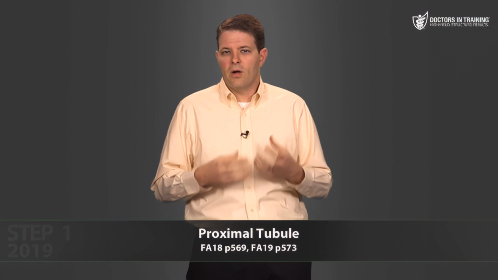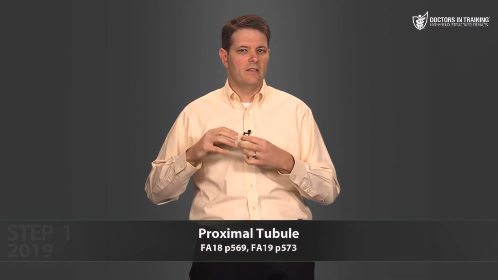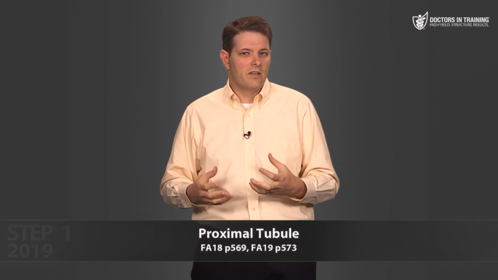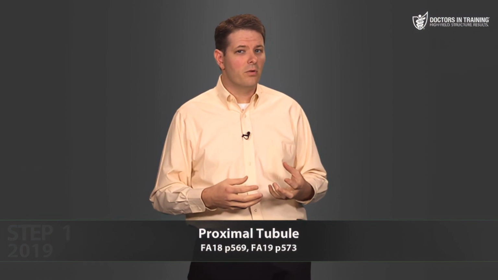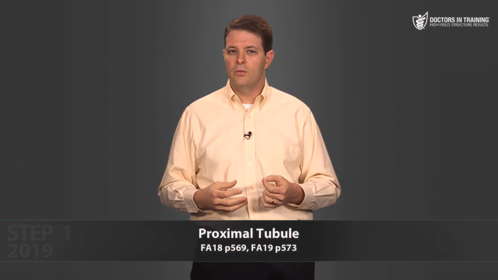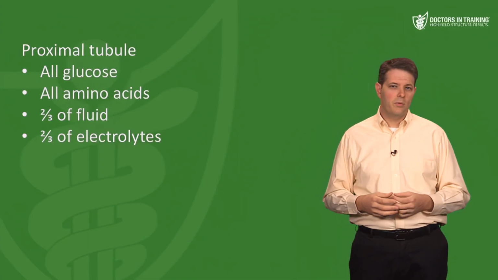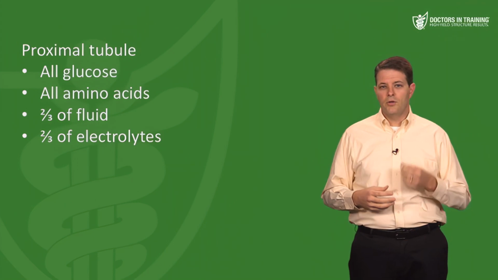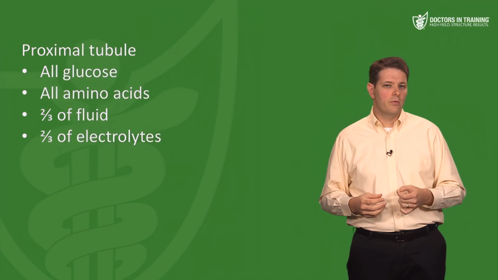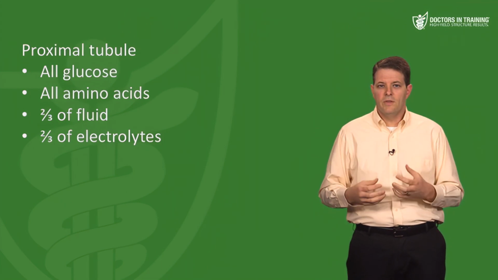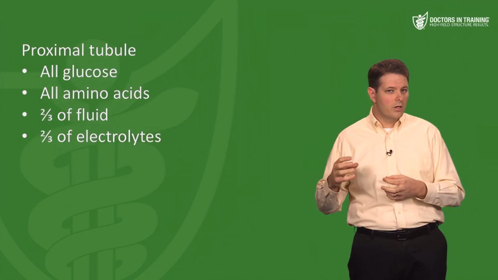The filtrate that enters the proximal tubule has lots of stuff in it. It's fresh out of the glomerulus, so it has lots of electrolytes and glucose and amino acids in it. So the job of the proximal tubule is to reabsorb as much of that as possible. That's why we call the proximal convoluted tubule the workhorse of the nephron. All of the glucose and amino acids are reabsorbed here. We covered that in another video. About 2/3 of the fluid and 2/3 of the electrolytes that were filtered by the glomerulus are also reabsorbed by the proximal tubule. And the fluid that's reabsorbed here is reabsorbed isotonically. The electrolytes are reabsorbed and water just follows.